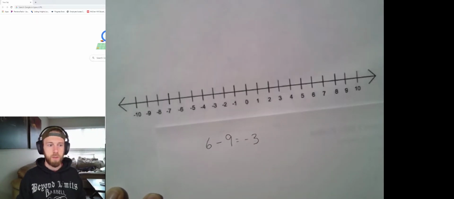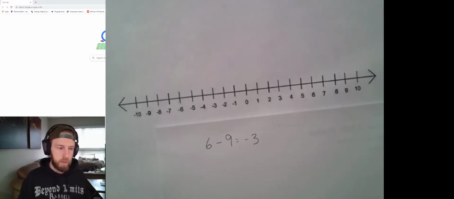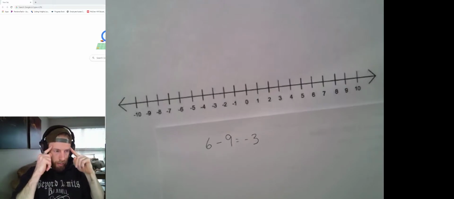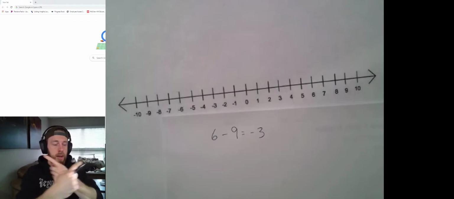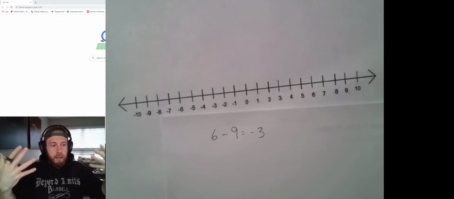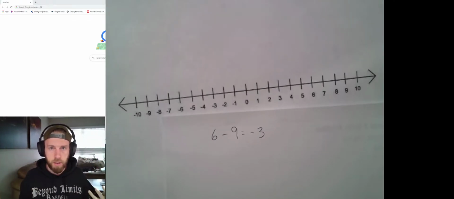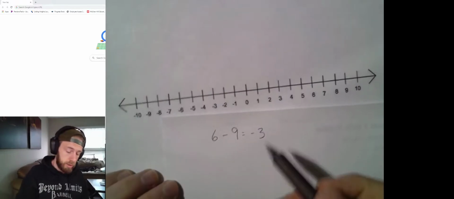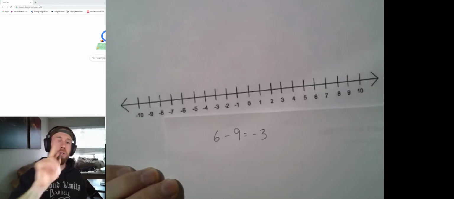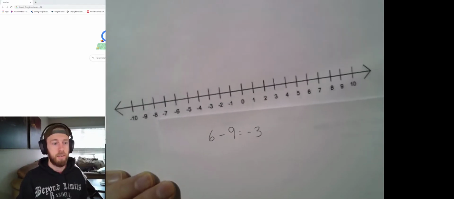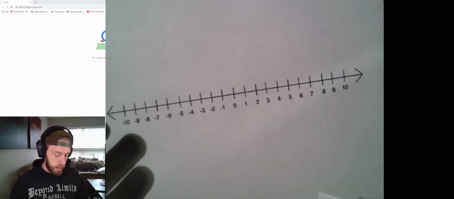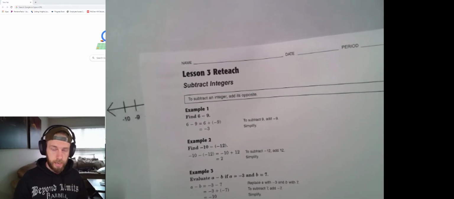negative 3. Now, a huge problem that I would have a lot of kids tell me is that 6 minus 9 is 3, because they automatically rearrange the numbers in their head to do 9 minus 6, because that's a comprehensible thing that they've done many times. But this is not. This is 6 minus 9, which will take you down to the negatives to negative 3. That's the first way to subtract integers. Okay, and we can do that with these other ones. We're going to get to those in a second.